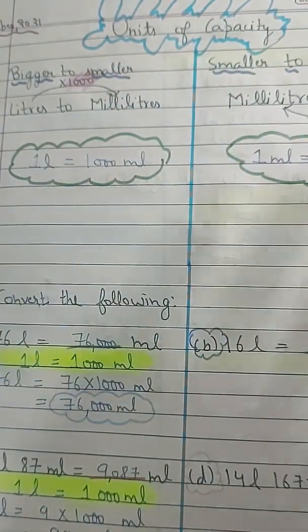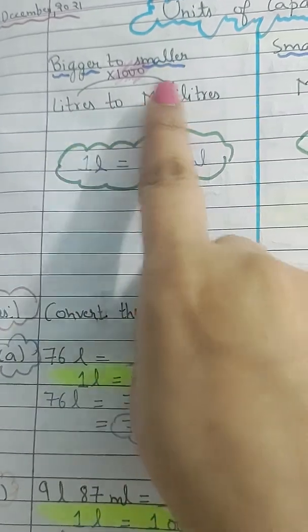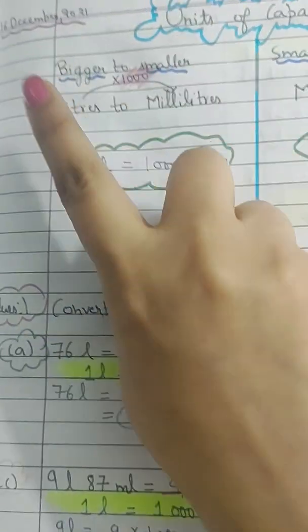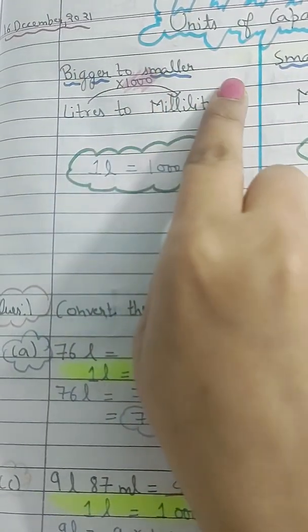Today we are going to start with units of capacity. In this topic also you have only two units that you must have heard about, liters and milliliters. So we will be talking about liters and milliliters only.